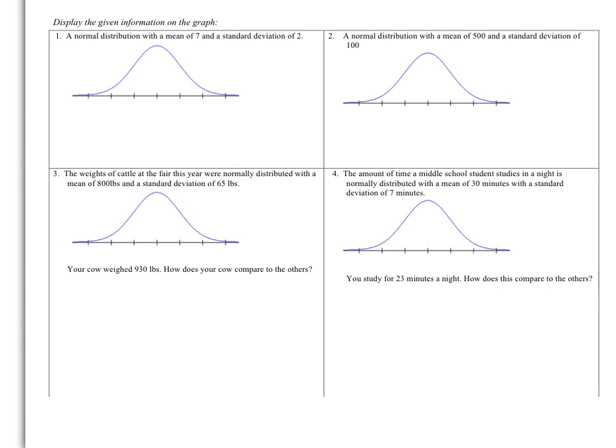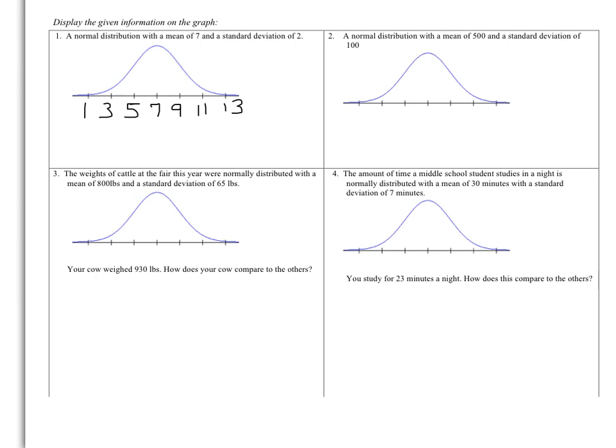So let's do some basic questions. Like number 1, a normal distribution with a mean of 7 and a standard deviation of 2. And I want you to display this information on the graph. Well, the mean goes in the center. So we would put 7 there. And since it has a standard deviation of 2, I'm going to go up by 2: 9, 11, 13, and then I'm going to go down by 2. And that's going to be 5, 3, and 1.